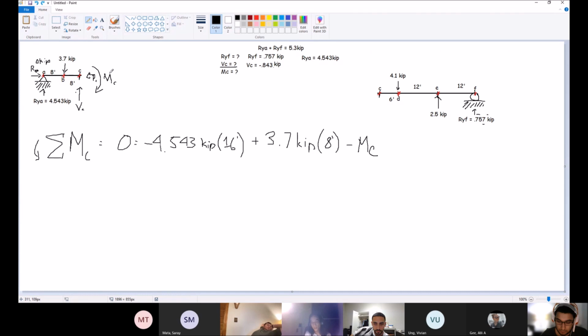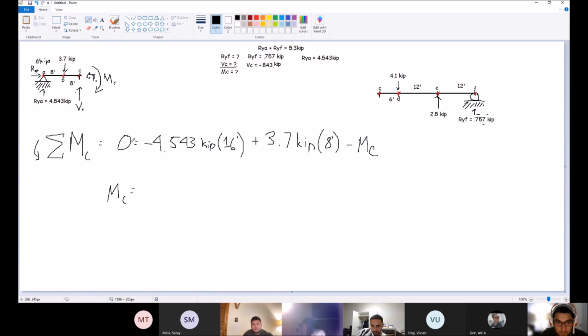Remember in the first problem set, it was sort of the hangman problem, and they gave you a moment, and you had to take the moment at that point. So this is kind of like the same thing. We have to take the summation of moments at C. So M_C is equal to negative 4.543 times 16 plus 3.7 times 8 feet.